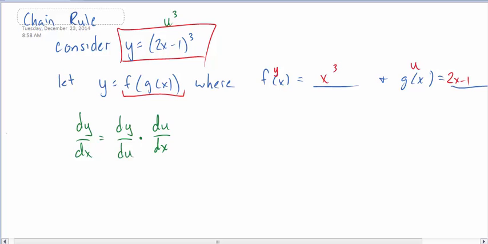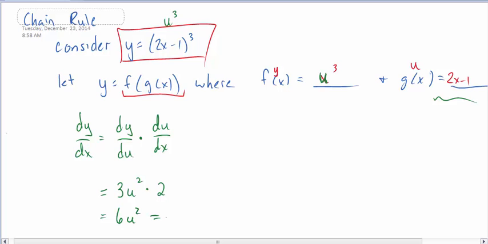So, okay, great, cool. What does this mean? dy du. Well, y is u cubed, so this would be 3u squared times the derivative of u with respect to x. That's going to be 2. The derivative of 2x minus 1 is just 2. Remember, it's the rate of change there. That's a linear function up here. So this is equal to 6u squared.